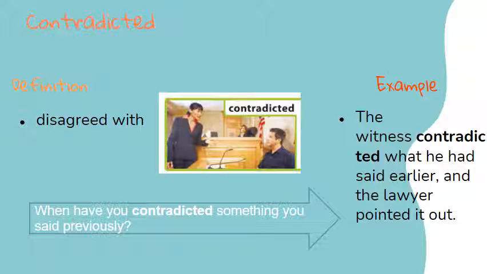When have you contradicted something you said previously? For example, let's say today I tell you that you should not do this homework, and tomorrow I say, no, you said you should do this homework. So I'm contradicting myself. So please do not contradict yourselves. Stay always aware of what you're saying and make sure that what you're saying is exactly what you want to say. But you might disagree with someone on a certain point. Yes, it's okay, you can contradict, because it is your own opinion.